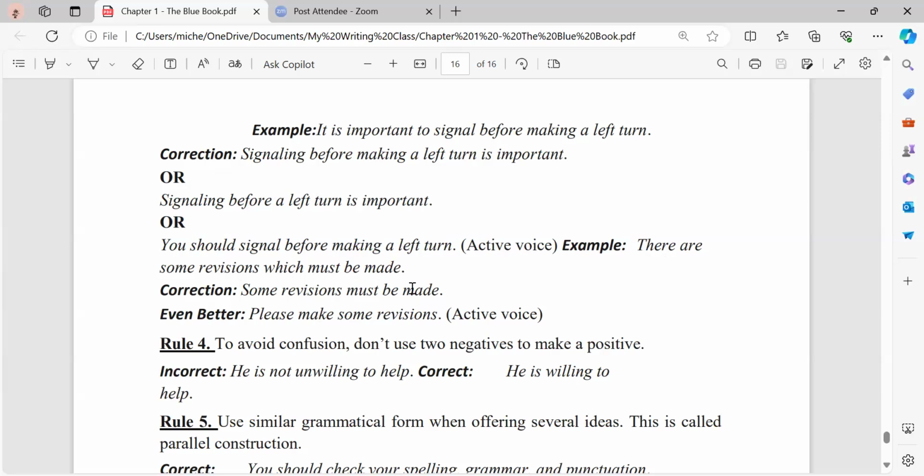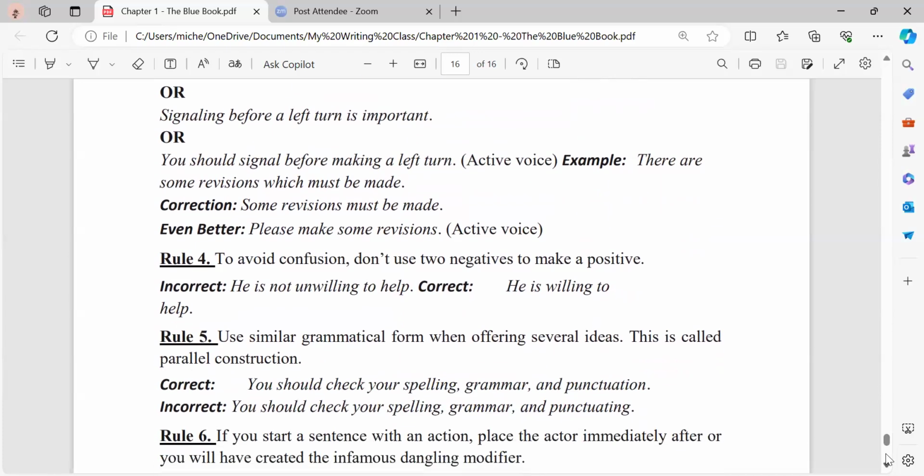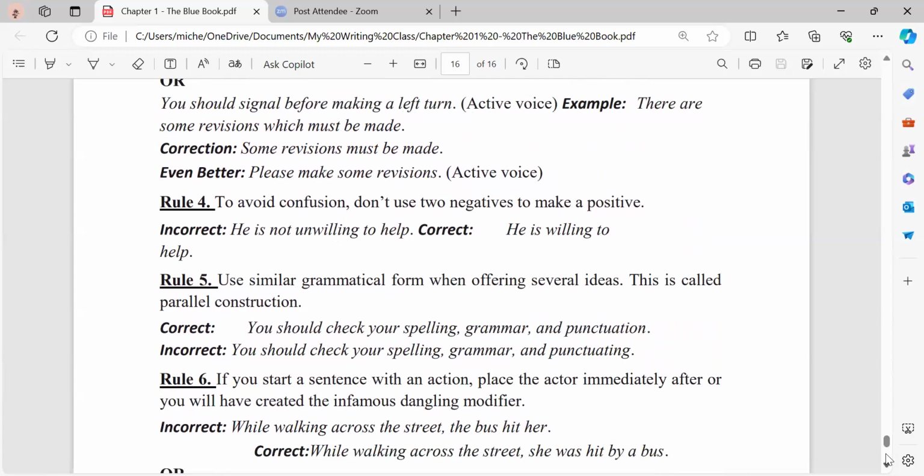There are some revisions which must be made. The correction: some revisions must be made. This is a passive voice. Even better, we should make it an active voice. So try to use active voice as much as possible rather than passive, because it sounds more concrete. Please make some revisions. So this is very clear. Revisions refers to the object, and please make, right here, refers to the listener of the answers.